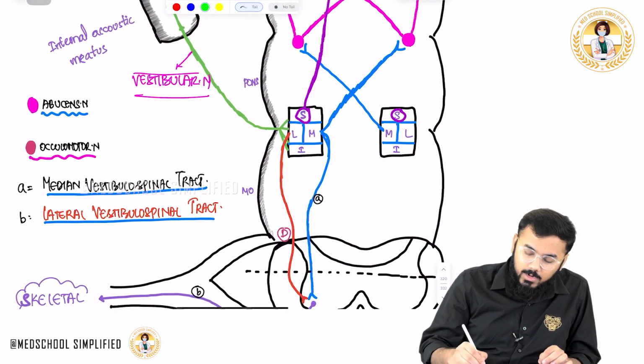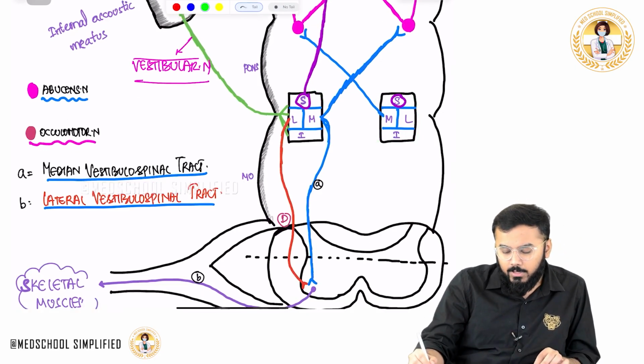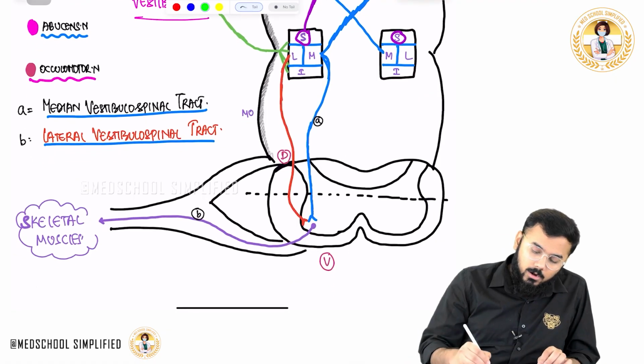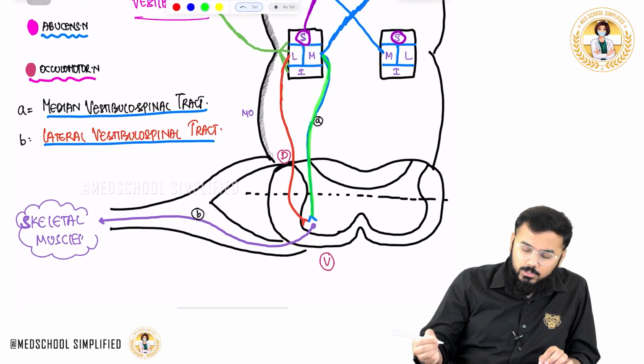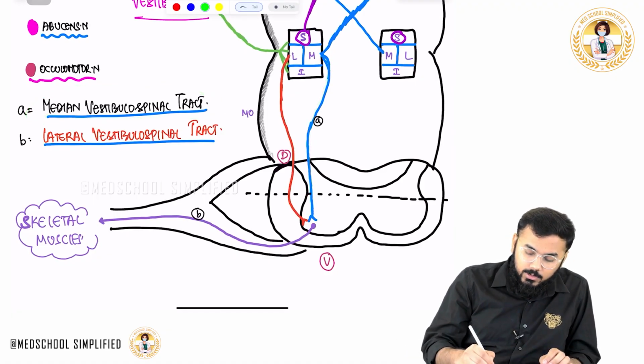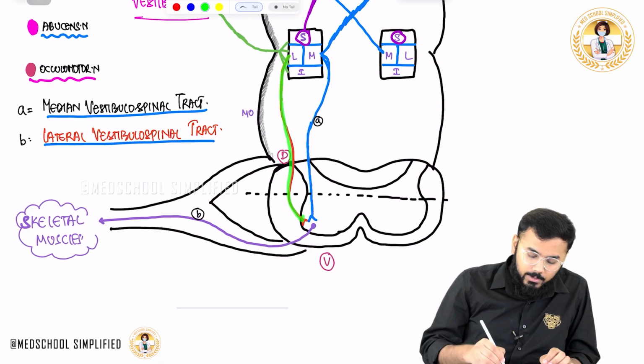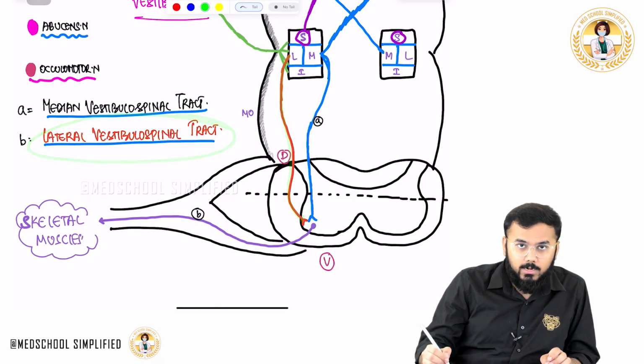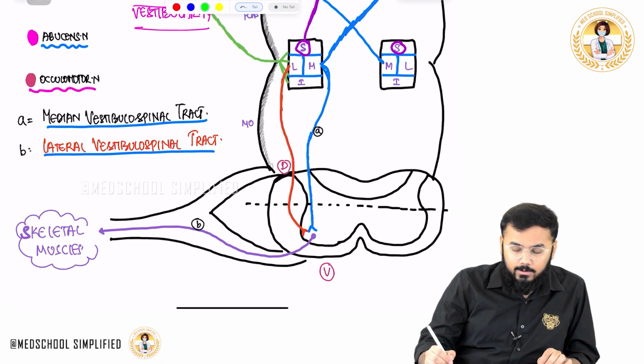This vestibular nerve will activate your entire complex of your vestibular nuclei. Once they are activated, now from the medial nucleus what is happening? You see a fiber tract coming down to the spinal cord. This is called as median vestibulospinal tract. You see from the lateral side a nerve fiber coming down. This is called as lateral vestibulospinal tract. Right? So they are ipsilateral.